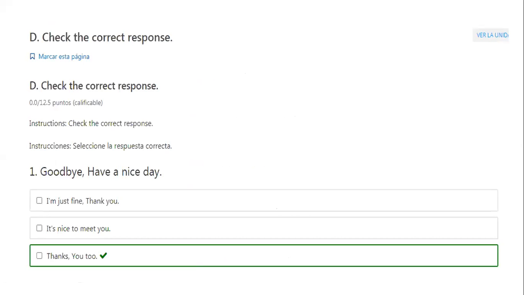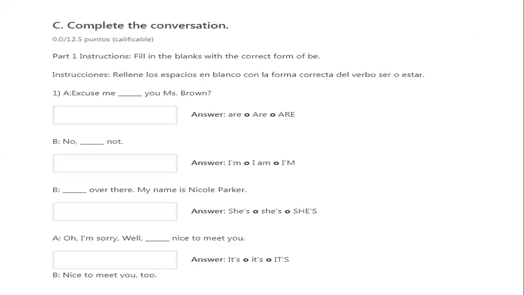Okay, in this case, en esta parte, ¿qué evaluamos? No solo el verb to be, ¿verdad? Sino que también evaluamos the logic of the conversation, la lógica de la conversación, and the expressions that we have learned to introduce each other. Y las expresiones que aprendimos para presentarnos unos con otros.